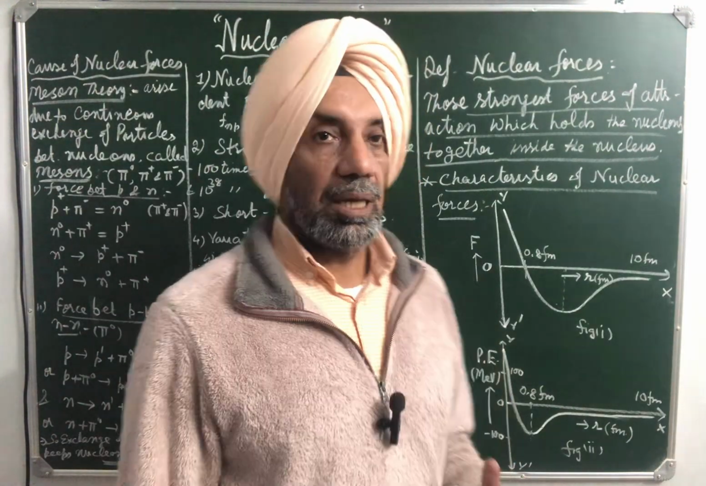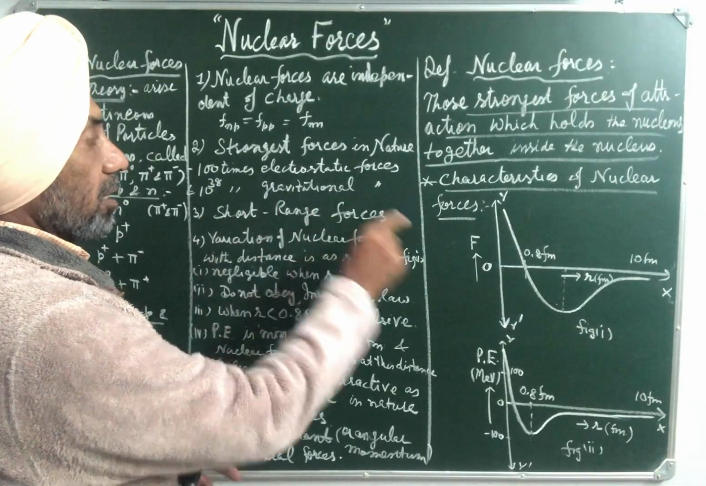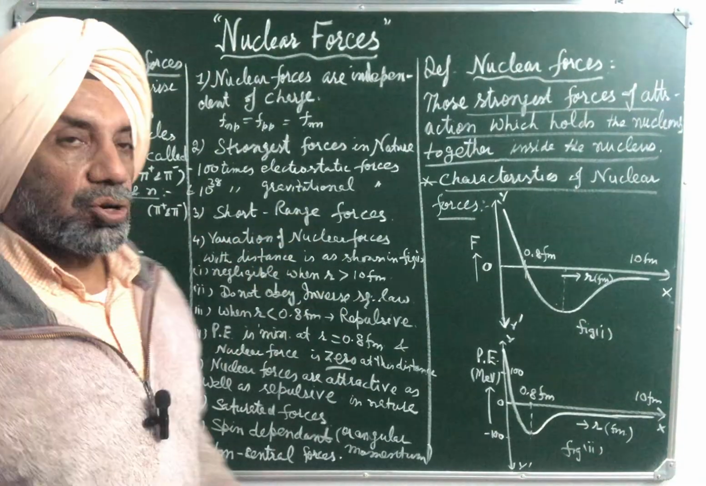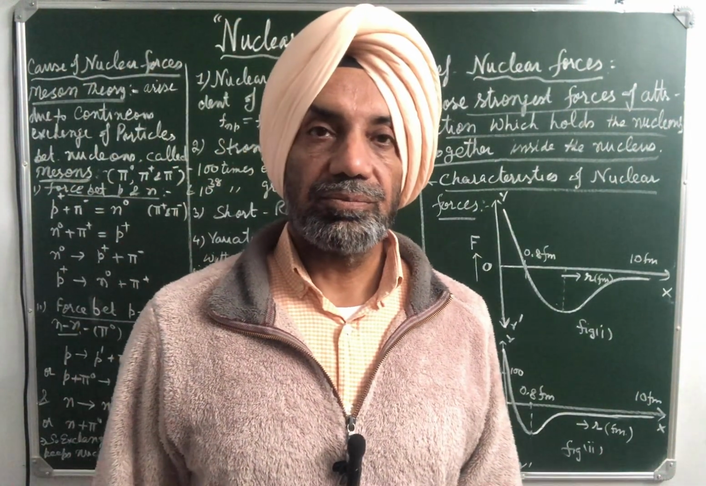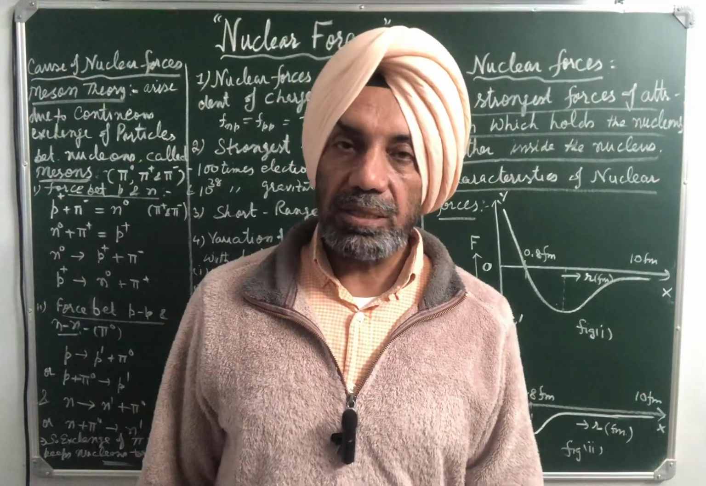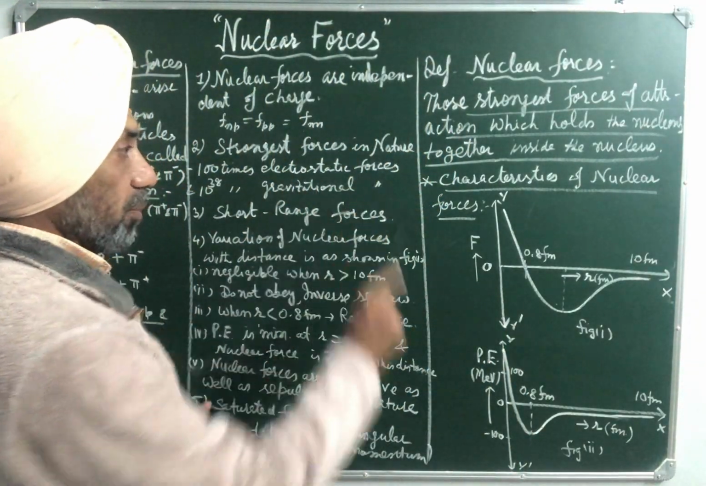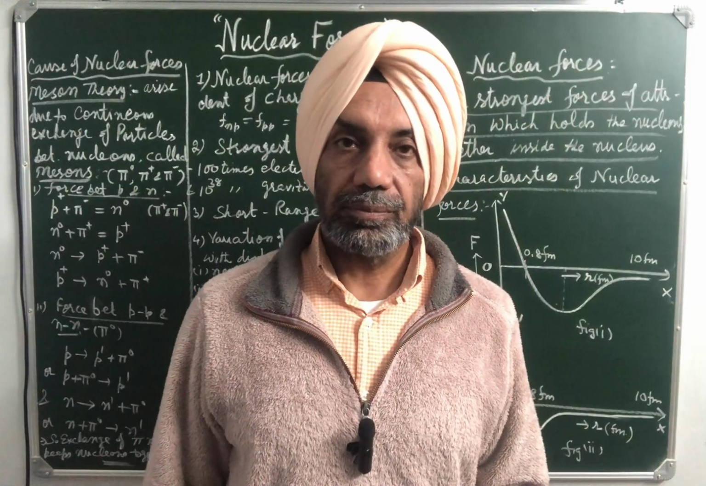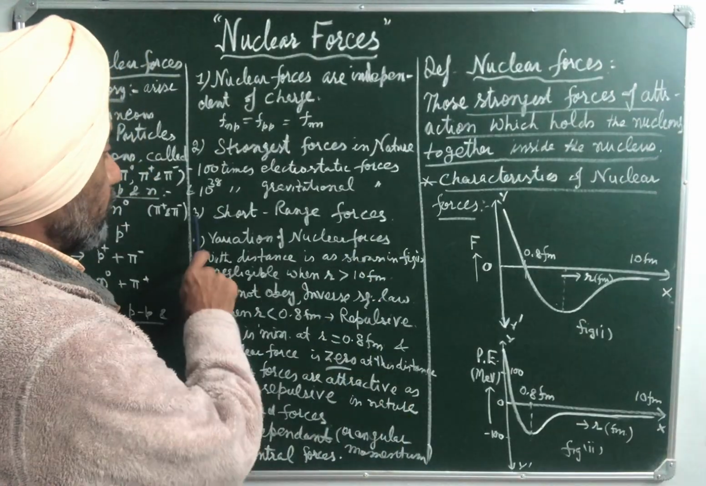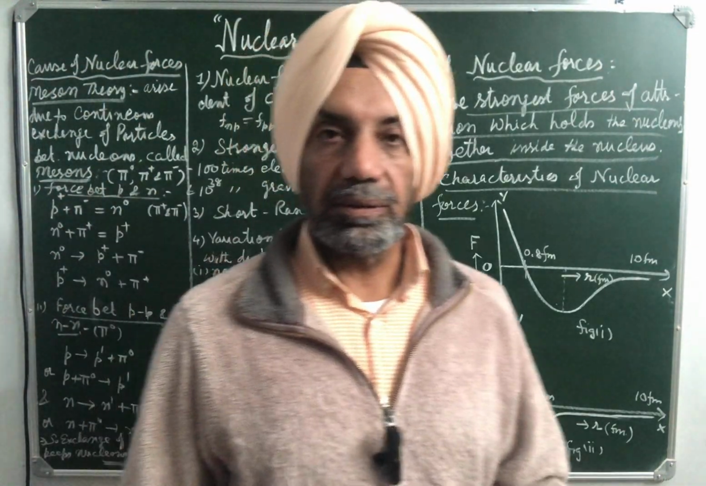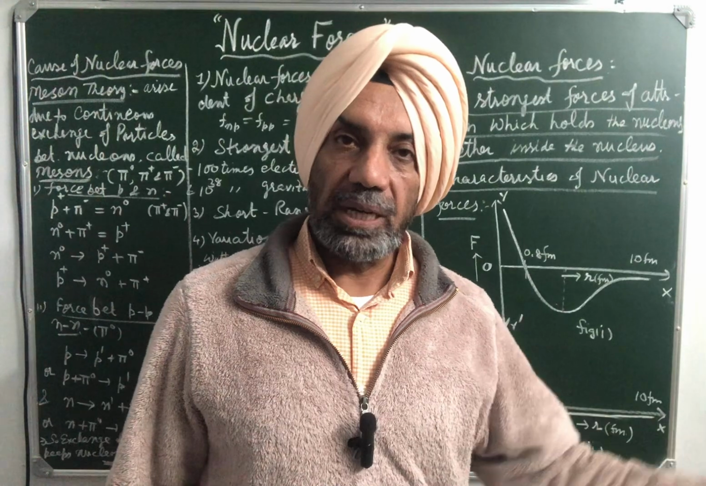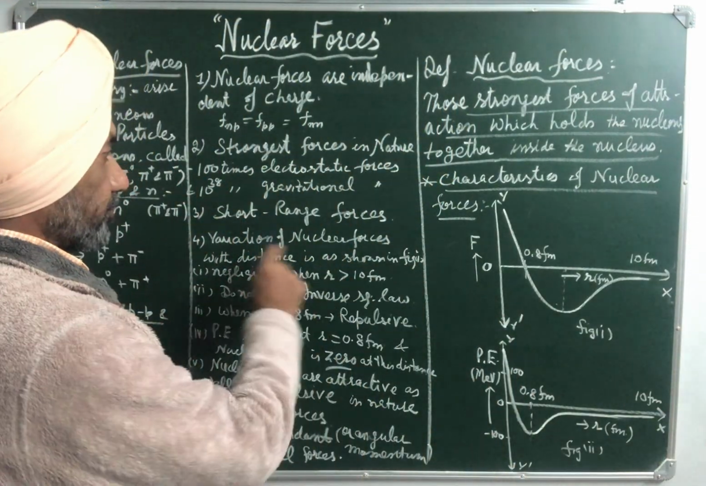Nuclear forces are 100 times stronger than electrostatic forces and 10 raised to 38 times stronger than gravitational forces. That's why nucleons are bound in the nucleus in spite of strong electrostatic forces between positively charged protons, because nuclear forces are much stronger than electrostatic forces. Third, nuclear forces are short range forces. We have seen that when the distance is more than 10 Fermi, nuclear forces are negligible. They are short range forces.